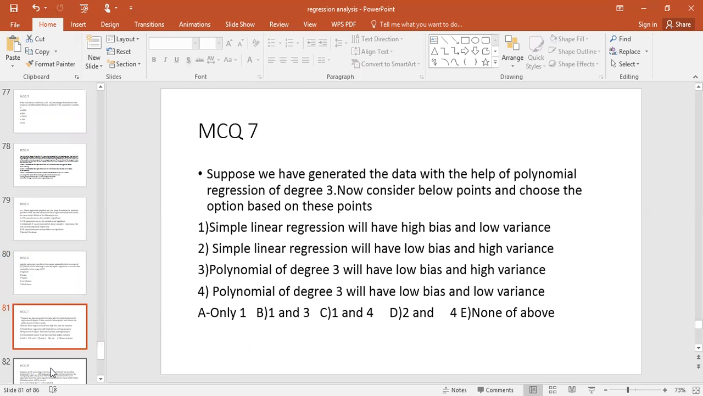MCQ 7. Suppose we have generated the data with the help of polynomial regression of degree 3. Now consider below points and choose the option based on these points. Number 1, simple linear regression will have high bias and low variance. Number 2, simple linear regression will have low bias and high variance. Number 3, polynomial of degree 3 will have low bias and high variance. Number 4, polynomial of degree 3 will have low bias and low variance. It is C, that is 1 and 3.